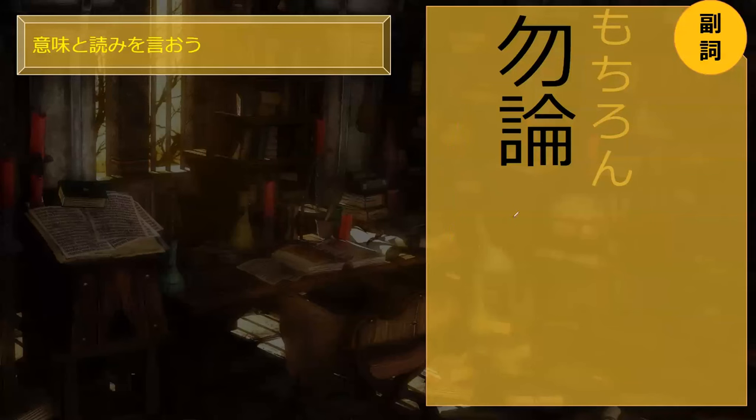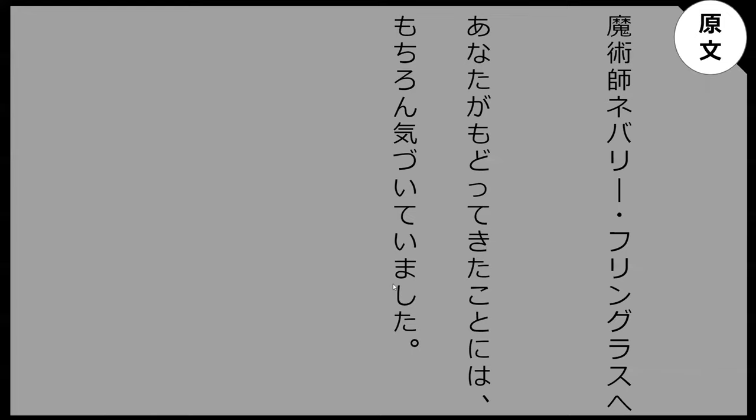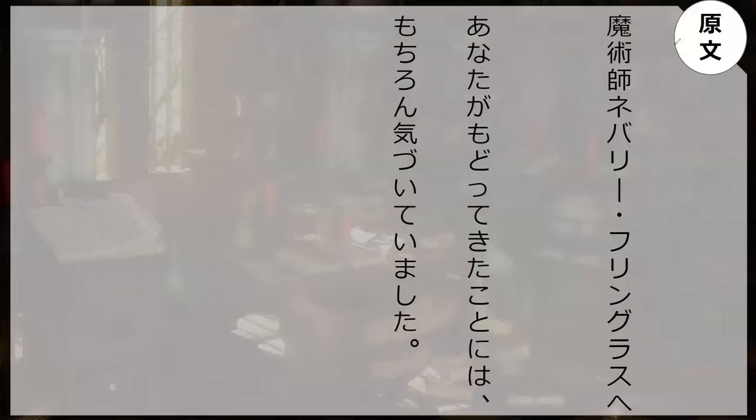You probably will never see the kanji for this, but apparently there was. So I just... mochiron. Of course I know what it is. Of course. Mochiron. Perfect. Okay, so let's go read the letter from the Duchess to Nebari.